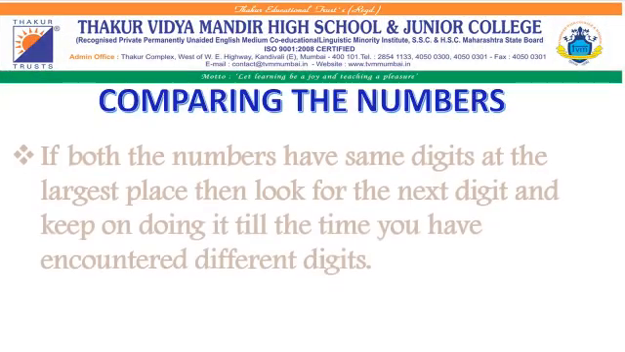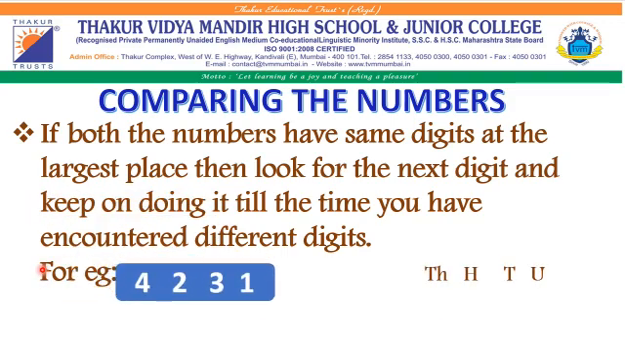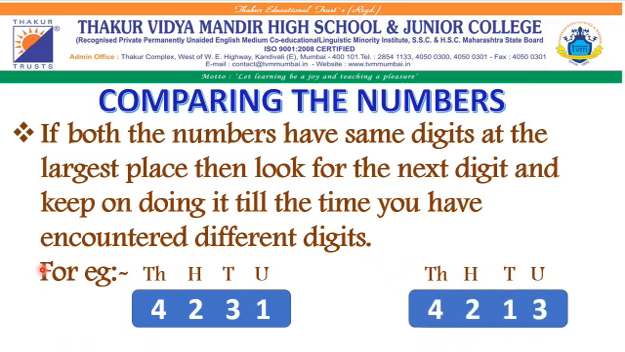Let's see the next example. If both the numbers have same digits at the largest place, then look for the next digit and keep on doing it till the time you have encountered different digits. Let's see it with the help of an example. Here I have two numbers. Let's compare starting from the highest digit till we come to a different digit in the same place values.